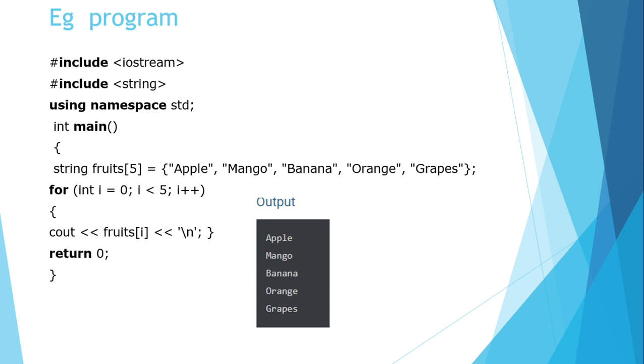This loop will be executed 5 times: 0, 1, 2, 3, 4. It is executed 5 times because the starting value is 0. From the index value it is executed and the output is displayed here: apple, mango, banana, orange, grapes.